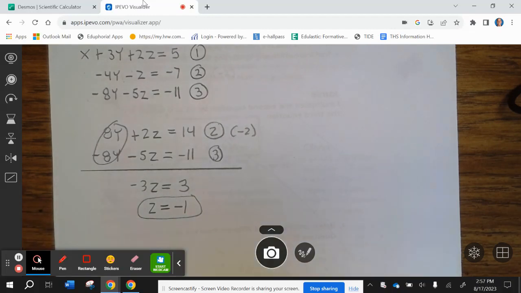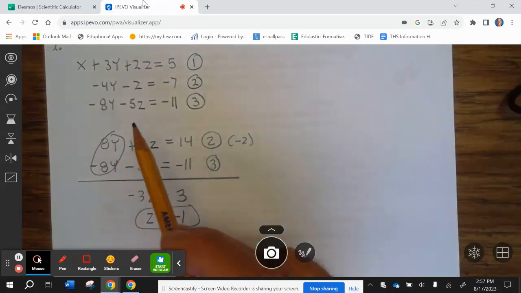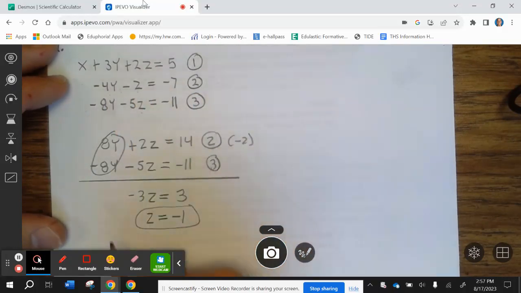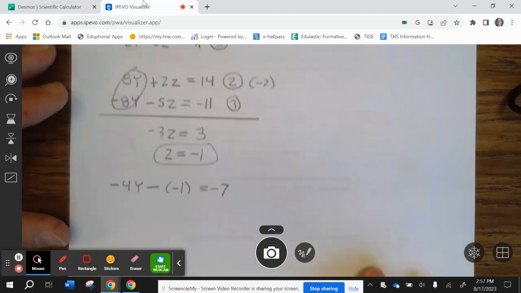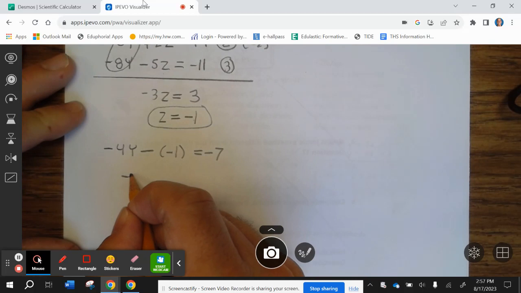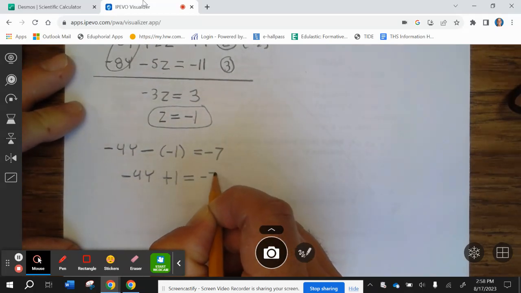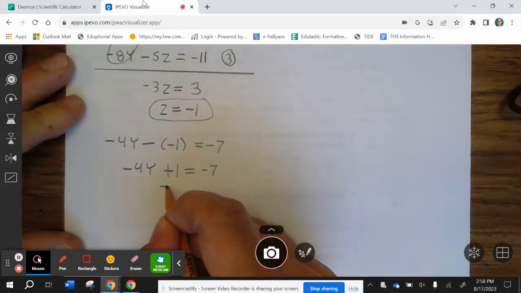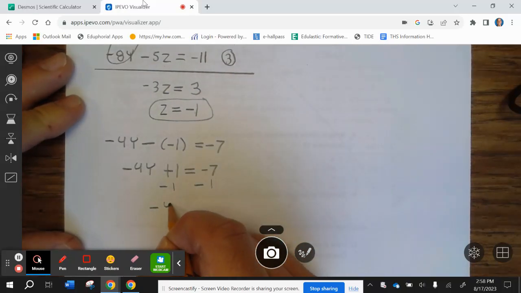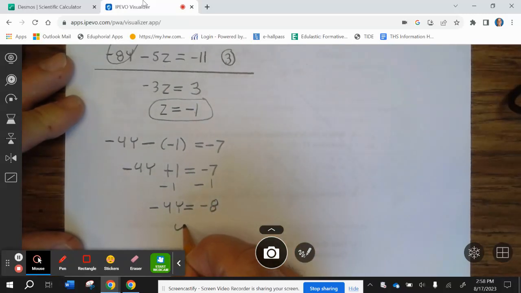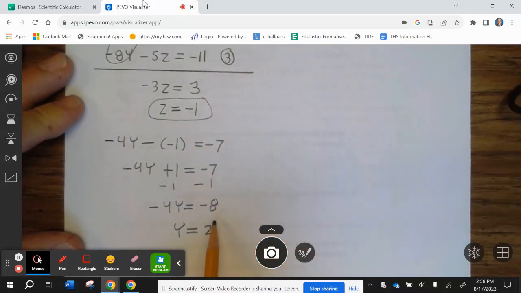Okay. Now I can plug that back into either of these equations to solve for y. I'm just going to plug it into equation 2. So negative 4y minus a negative 1 equals negative 7. So that becomes negative 4y plus 1 equals negative 7. Subtract 1 from both sides. You get negative 4y equals negative 8. So y equals 2.